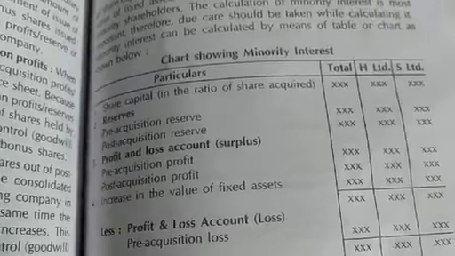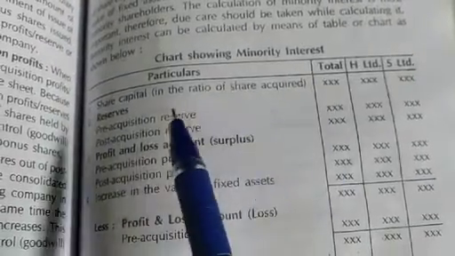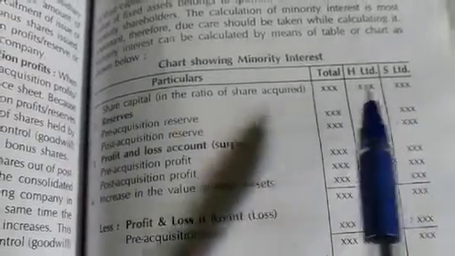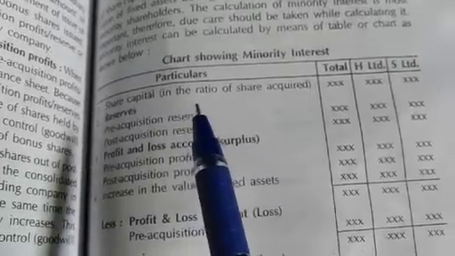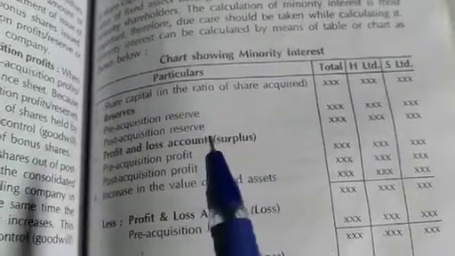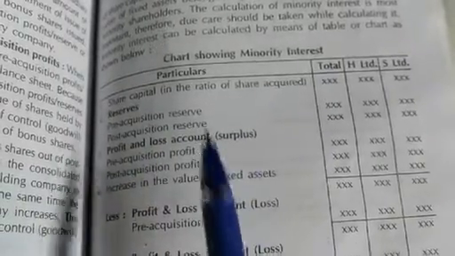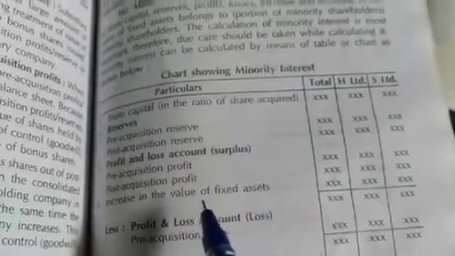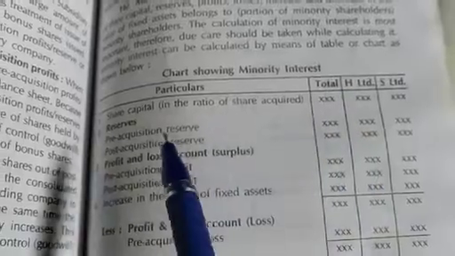So, see here, a chart showing minority interest, with the particulars, totals, H Limited and S Limited. It is a simple chart showing how minority interest is going to be calculated and how items are going to be allocated. All these things are shown in this chart.